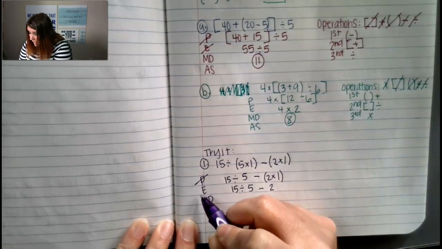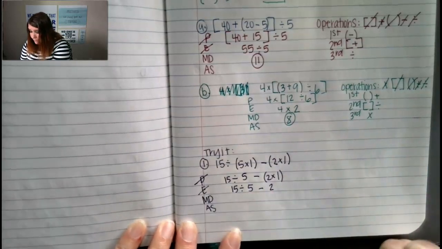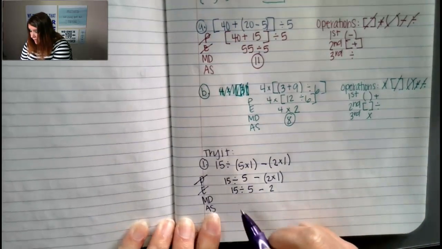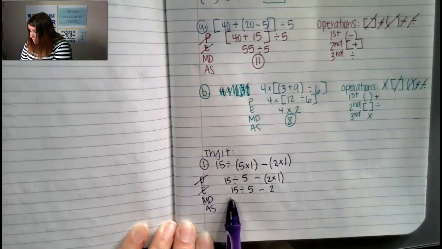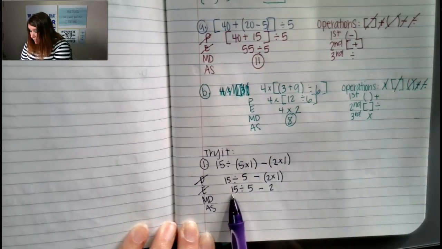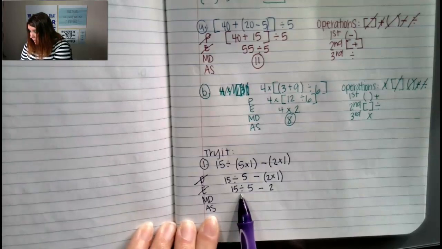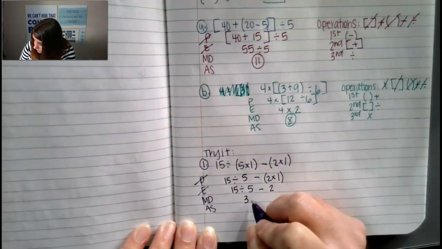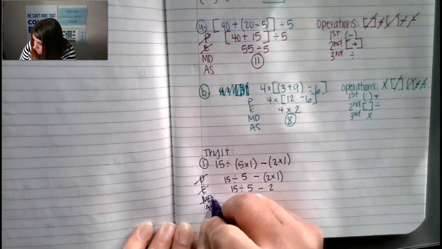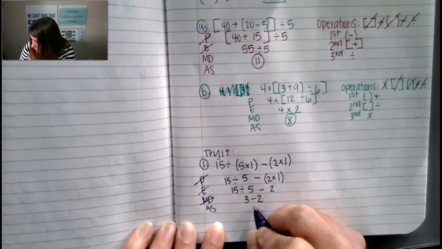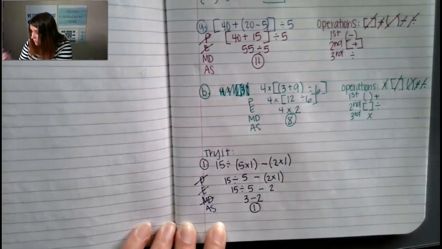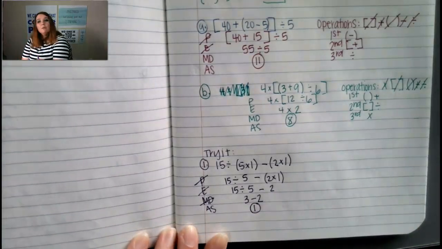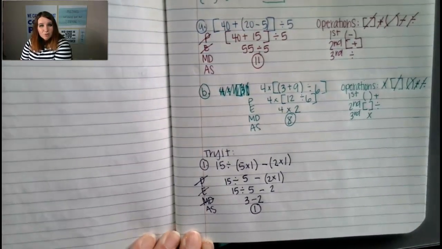I am done with exponents because I didn't have any, but I need to multiply and divide from left to right. So first number I run into with the division sign is 15, so that tells me to divide. 15 divided by 5 is 3. 3 minus 2, so I can subtract now, is 1. So my answer to this problem is 1. How did you do?